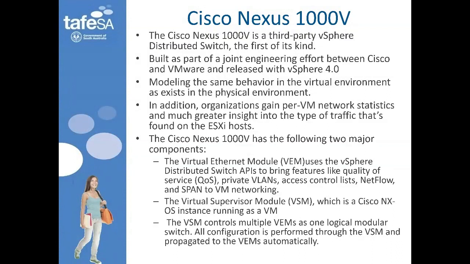It has the following major components. It has a Virtual Ethernet Module. It uses the VMware distributed switch APIs, so it can bring features like quality of service, private VLANs, access control lists, NetFlow, that's the monitoring thing, and SPAN from the physical network into the virtual network. So the same things you use in the physical network, you can use in the virtual network. If you're using NetFlow in the physical network to look at statistics and monitor the network, you can also monitor the virtual network.